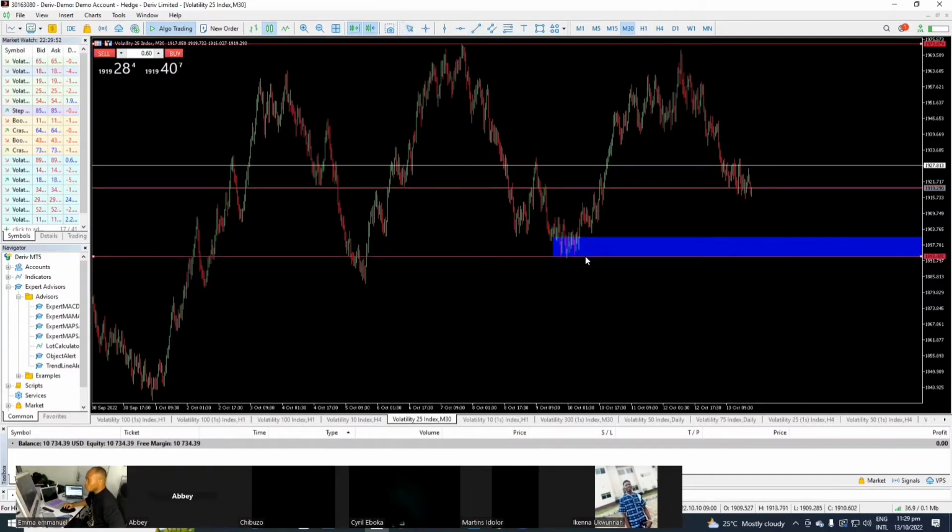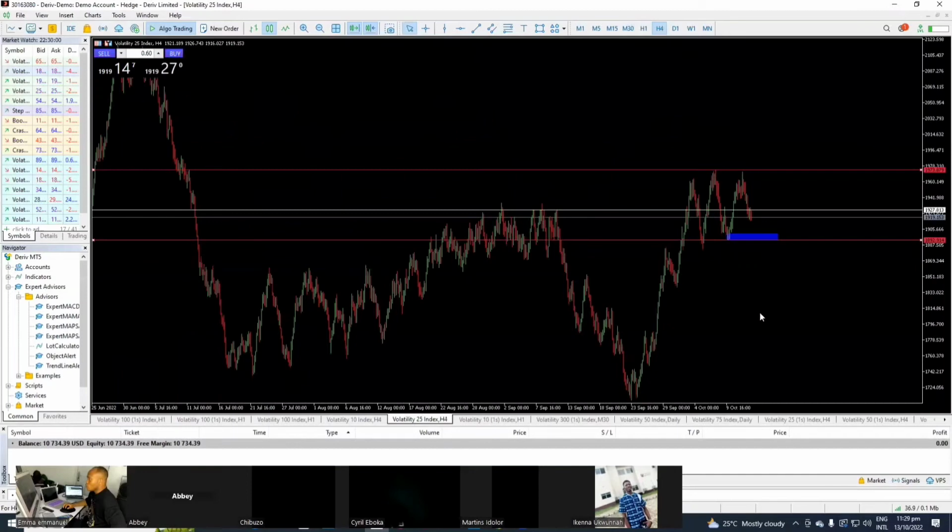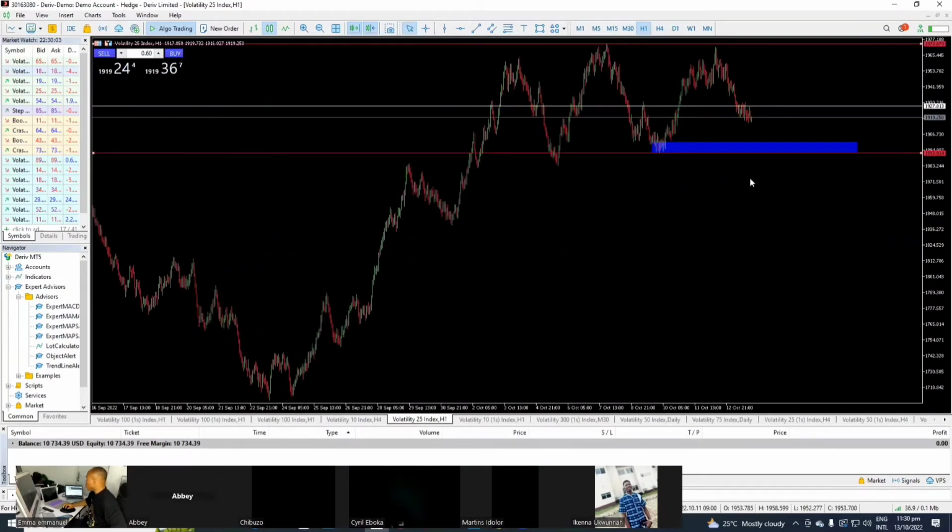But if the market gets to this level and we see the market close below it, definitely we are expecting the market to sell on the VIX 25. If the market should break this particular level, we expect the market to sell at least to this level, because this is what is currently holding the bullish structure. This particular low was not able to do anything.